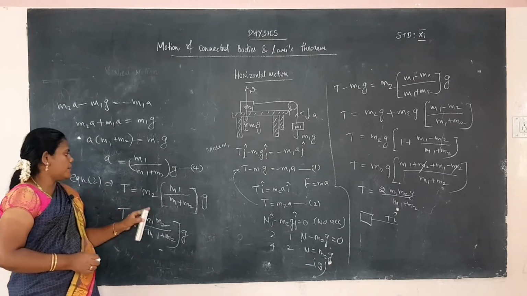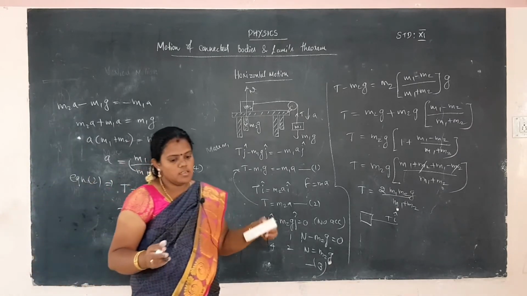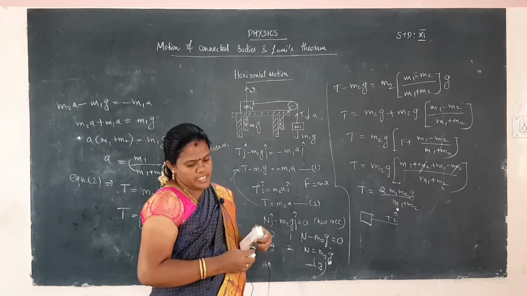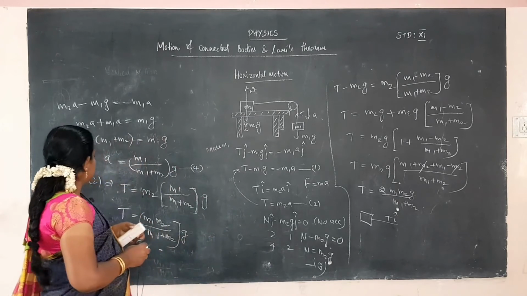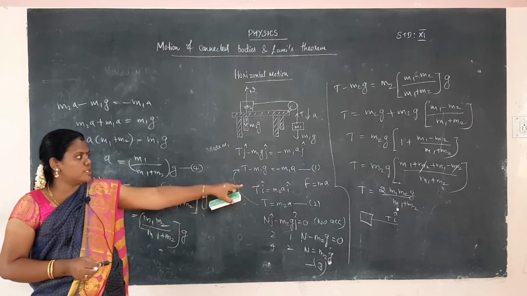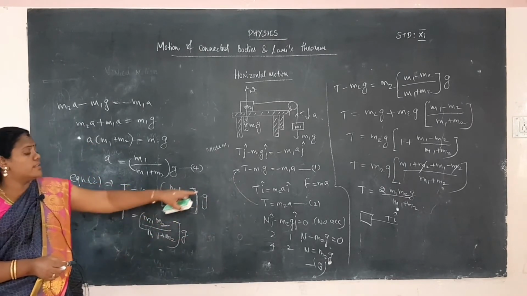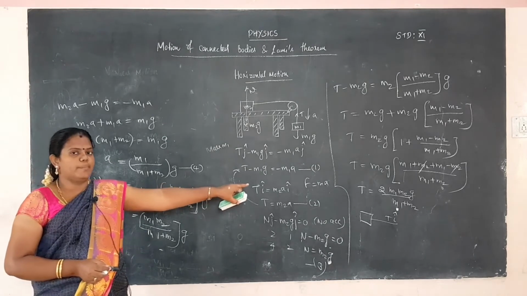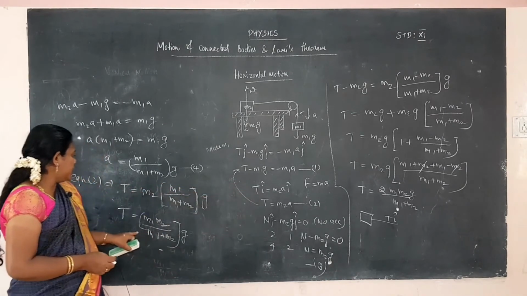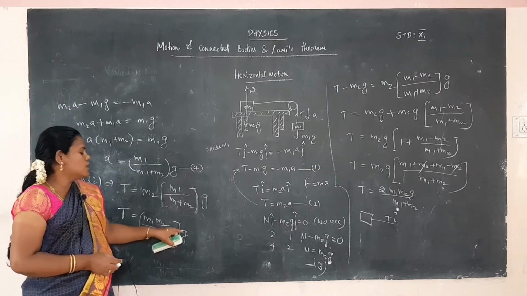So T is equal to M1 M2 by M1 plus M2 into G. Will T be positive or negative? T will be positive. In the vertical direction, T is equal to 2 into M1 M2 G by M1 plus M2. In the horizontal direction, T is equal to M1 M2 by M1 plus M2 into G.